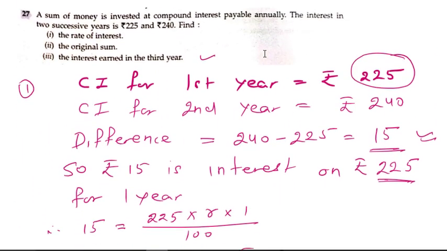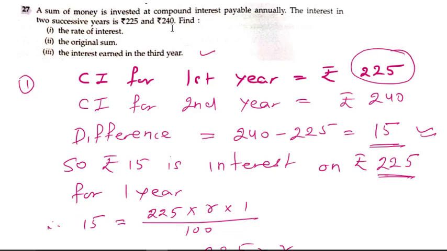The problem is: a sum of money is invested at a compound interest payable annually. The interest in 2 successive years is rupees 225 and rupees 240. Find the rate of interest, the original sum, and the interest earned in the third year.